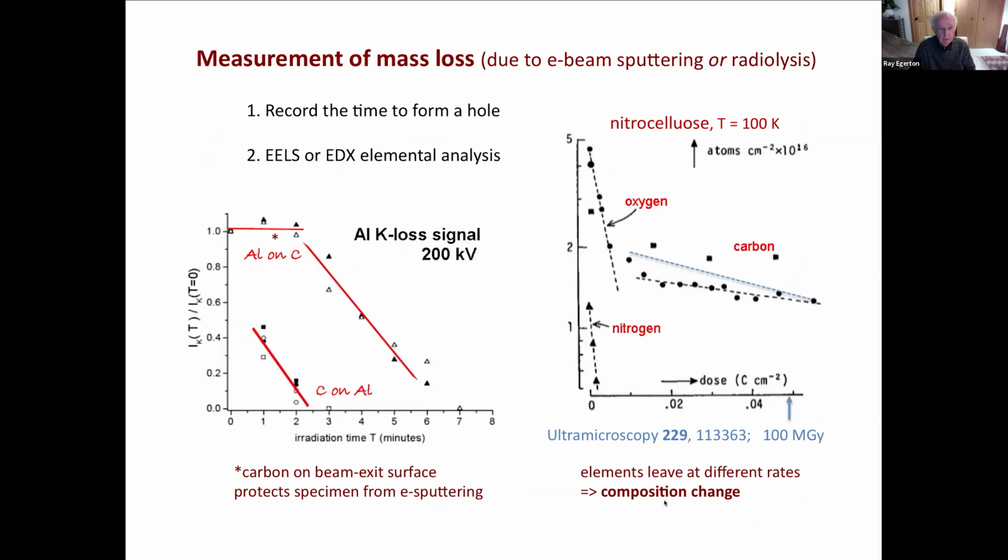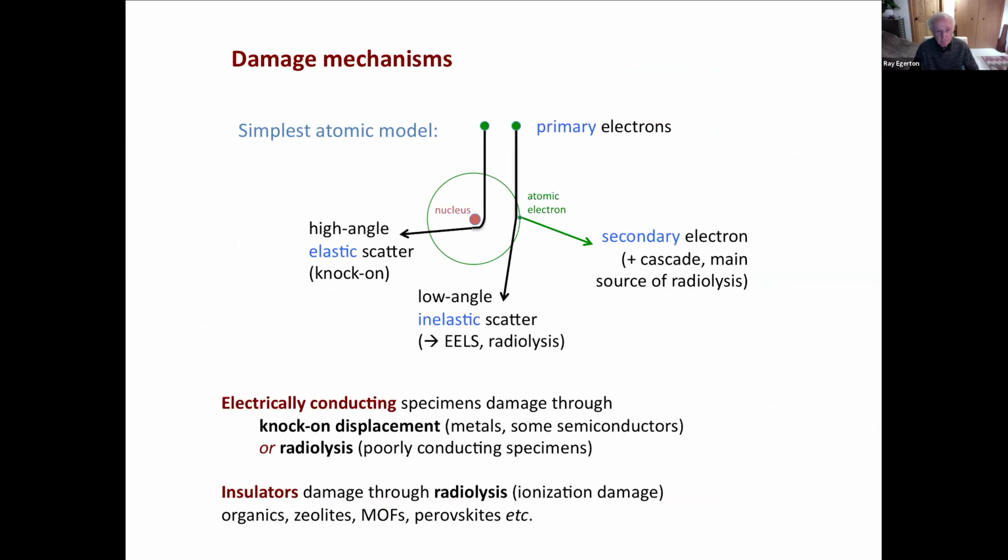Mass loss can also be quantified. The simplest way would be just to time how long it takes to form a hole in the sample. But more quantitatively, you can use EELS or EDX, elemental analysis. And the plot on the right-hand side is for nitrocellulose. You can see that when we plot the intensities of different elements, oxygen, carbon, nitrogen, they are disappearing at different rates, different characteristic doses. And that means that the composition of the sample is changing. That's something obviously undesirable if you want to do elemental analysis.